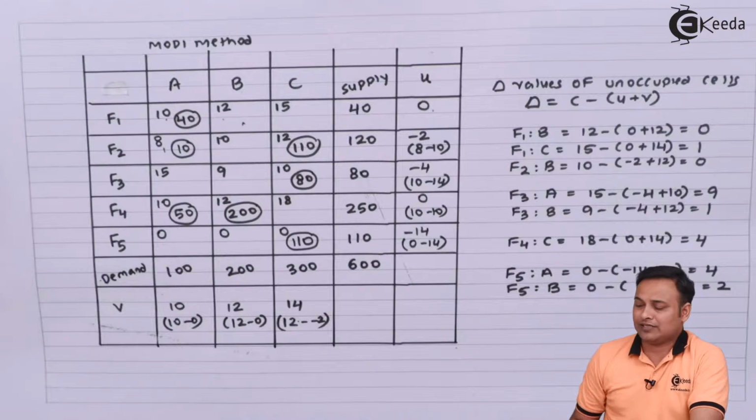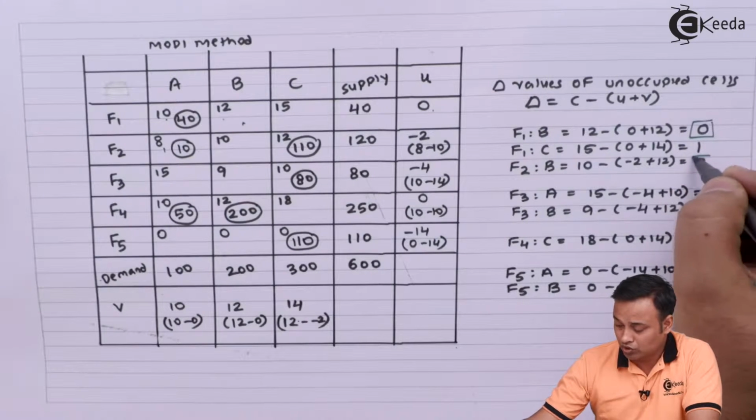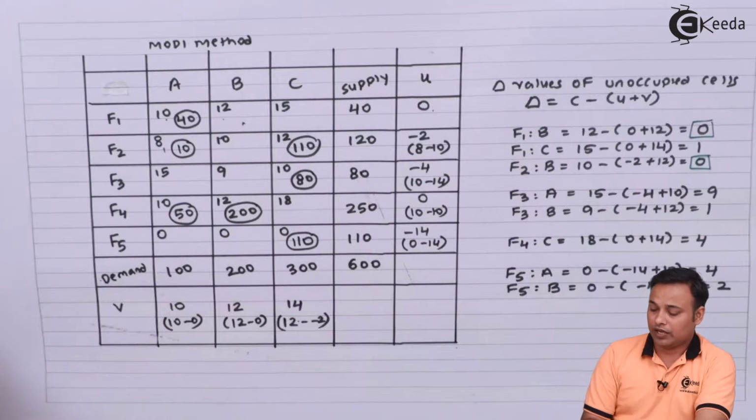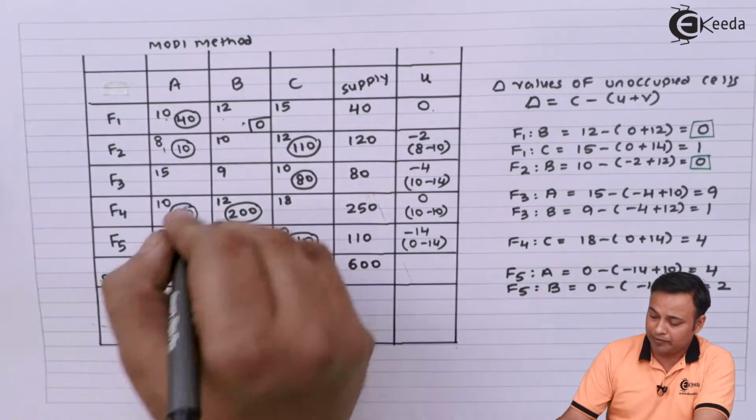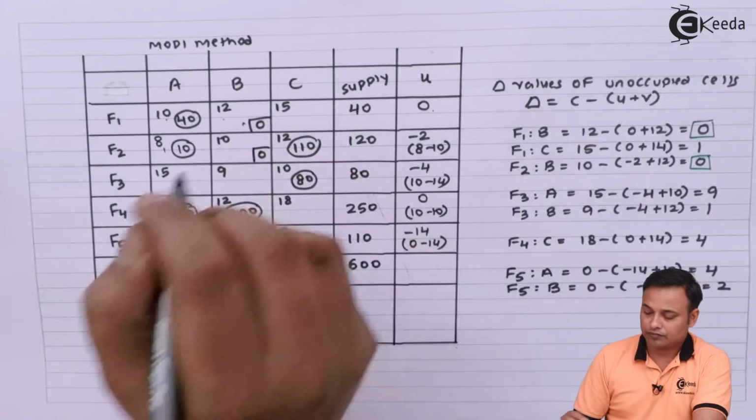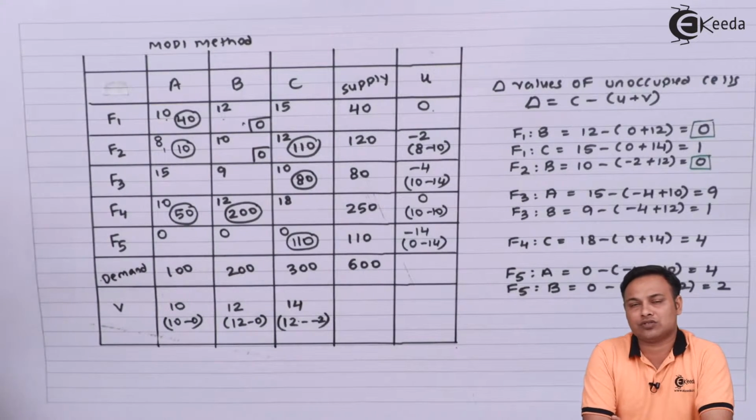In the present case we have not one but two zero values. I have two zeros, one is at F1B and one at F2B. That means I can get two more solutions to the same problem. In fact, I can get three solutions to this problem.